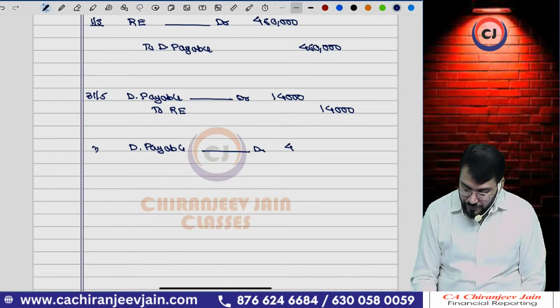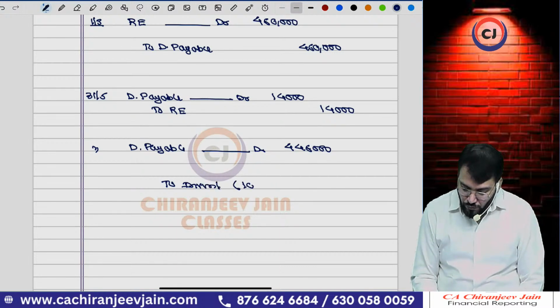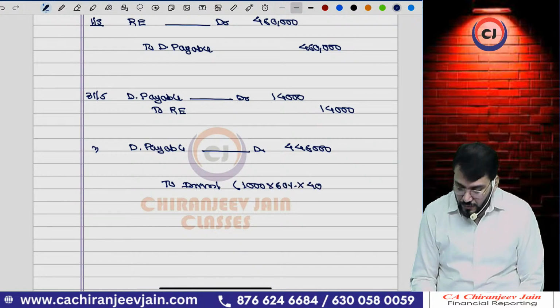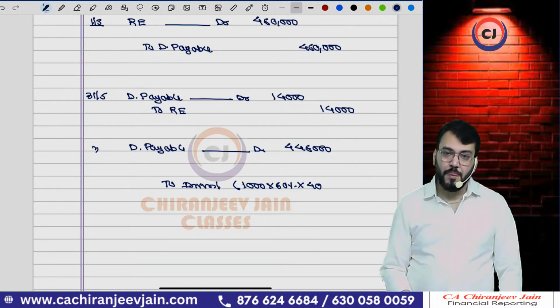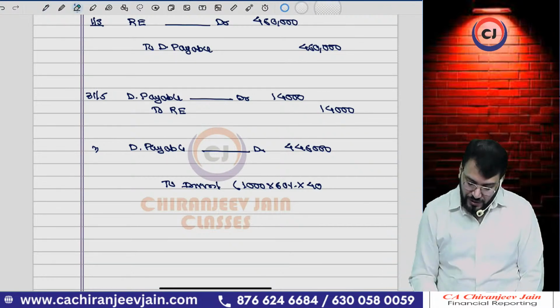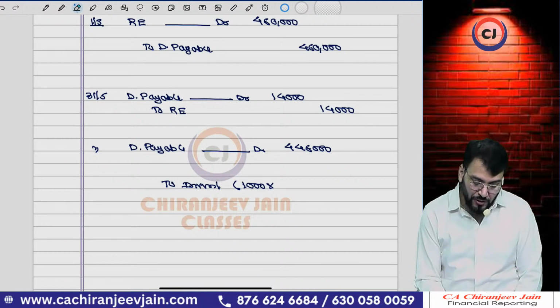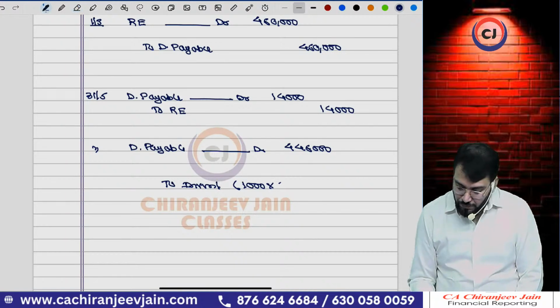4 lakh 46,000. Let us say inventory only. To inventory. So how many pens? 1,000 into 60%... into what is the cost price? 40%. Sorry, my mistake. 40%, 60% opted for cash. My mistake. 40% into what?